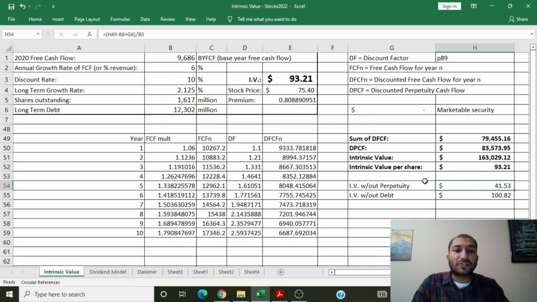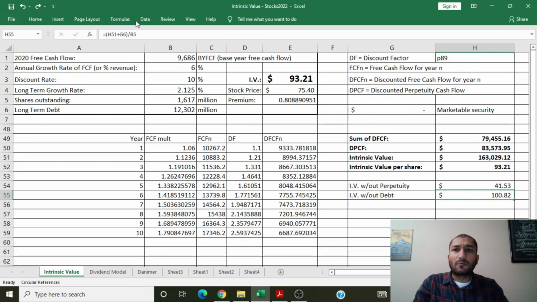Now, if we disregard the perpetuity component, in other words, if you think that Rio Tinto is only going to grow for the next 10 years and then it'll cease to exist, then we get the intrinsic value without the perpetuity to be about $41.5 per share. If we disregard the debt, in other words, if you think that Rio Tinto is going to grow into perpetuity, so there's no point for the company to worry about paying off its debt, then we get the intrinsic value without the debt to be about $100 per share.